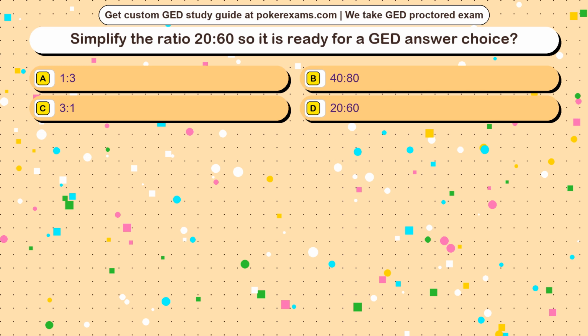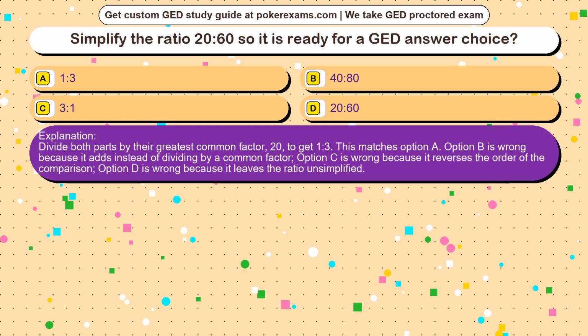The correct answer is option A. Divide both parts by their greatest common factor, 20, to get 1:3. This matches option A. Option B is wrong because it adds instead of dividing by a common factor. Option C is wrong because it reverses the order of the comparison. Option D is wrong because it leaves the ratio unsimplified.